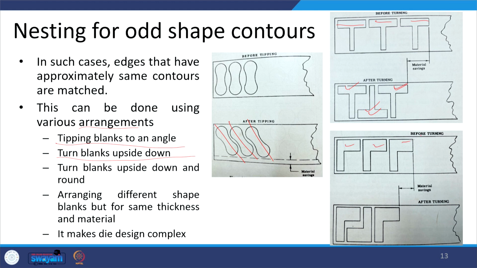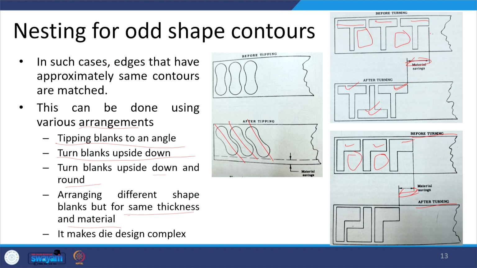Then this is another shape before turning and after turning, meaning the upside down arrangement. So, this will cause much more saving, like this is the saving when we do the turning upside down, leading to more significant saving of the material. So, arranging the blanks by turning them upside down, or tipping blanks at an angle, or arranging different shape blanks but of the same thickness and material. If we are dealing with a variety of blanks to be produced and still some material is left, then we can produce one blank from this location, one blank from this location.